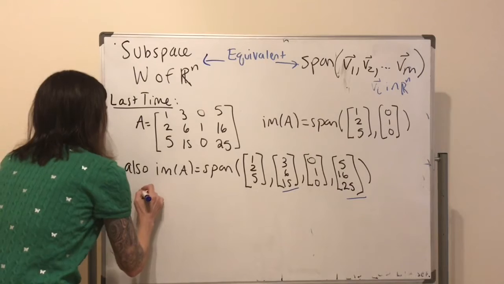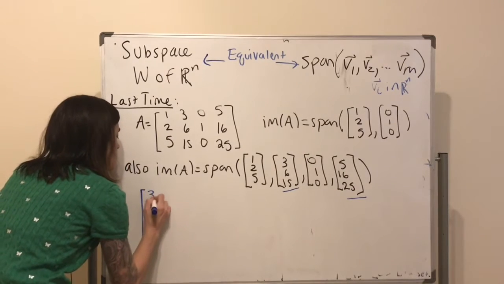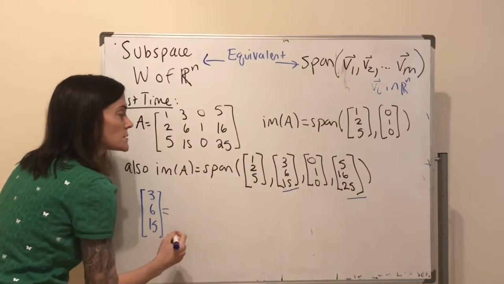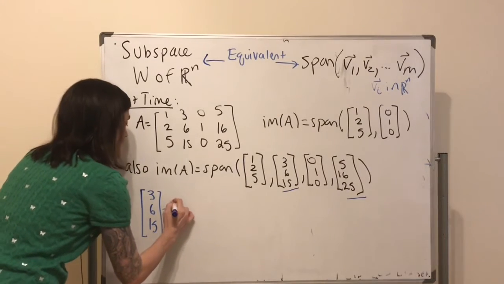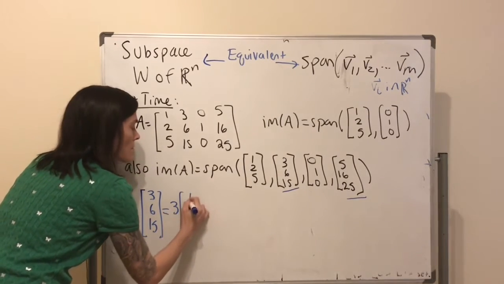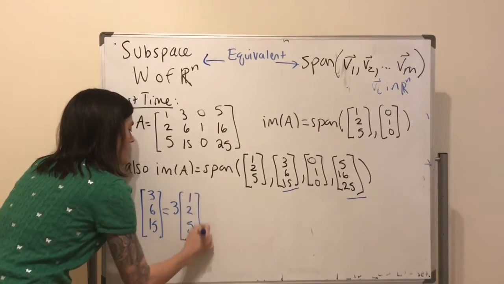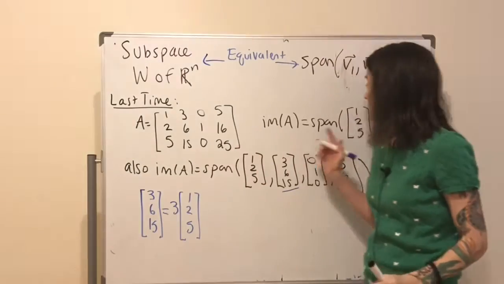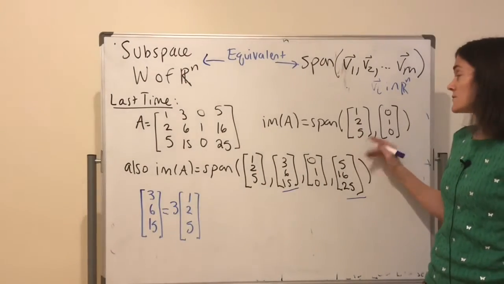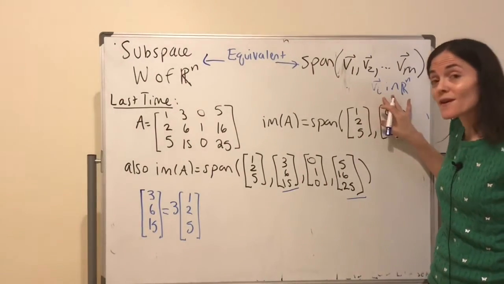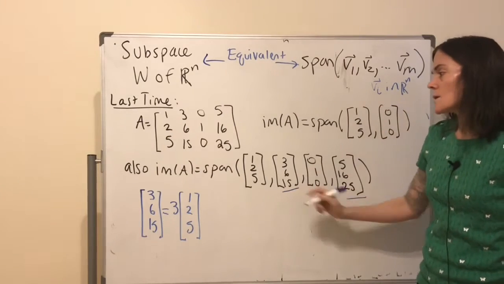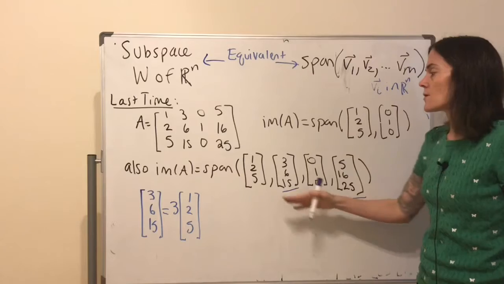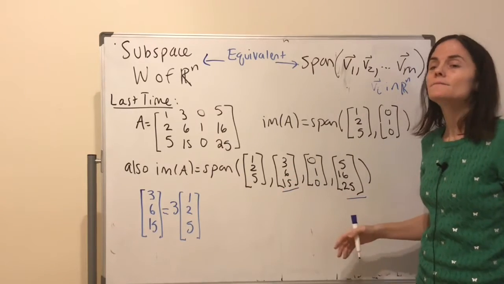Well, let's look at these vectors. This vector equals, well, it's 3 times this one. Okay? So definitely it's in the span here, it's even just in the span of the very first vector. This one is already in this set, so you don't need to list it again.